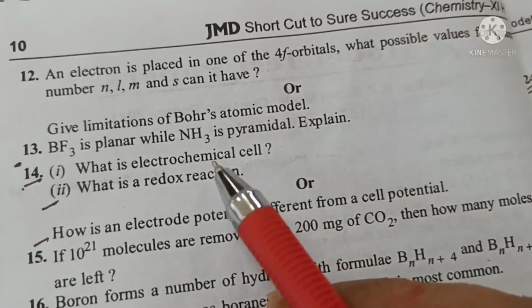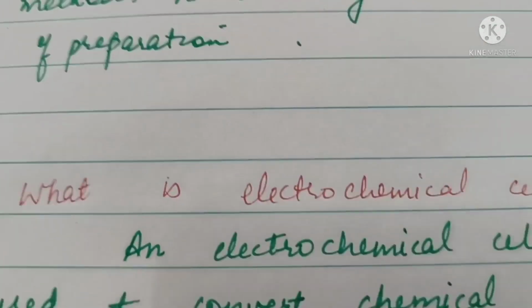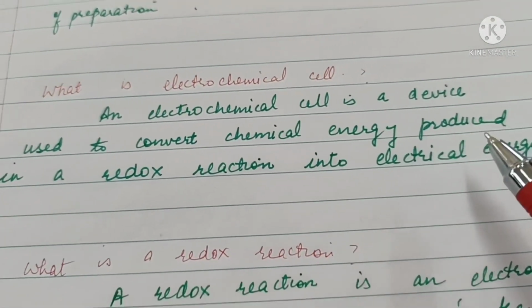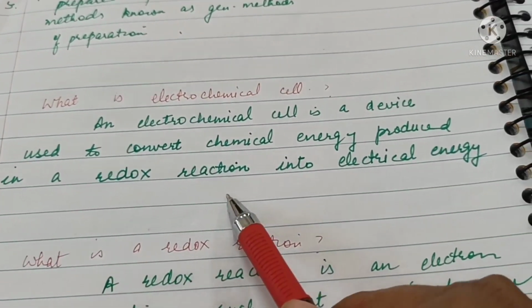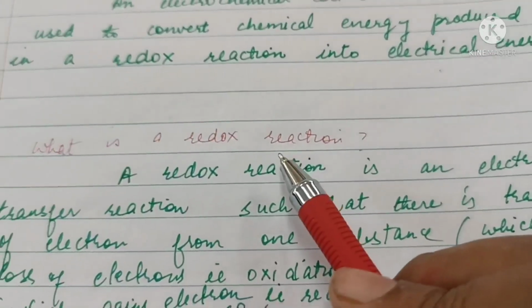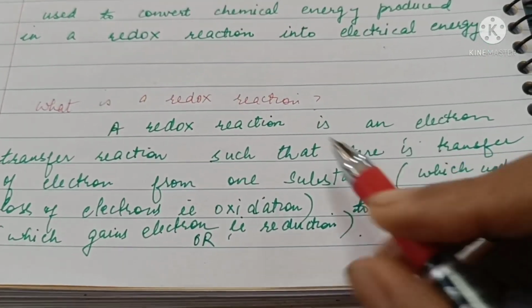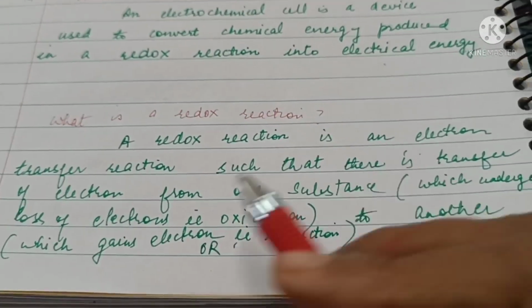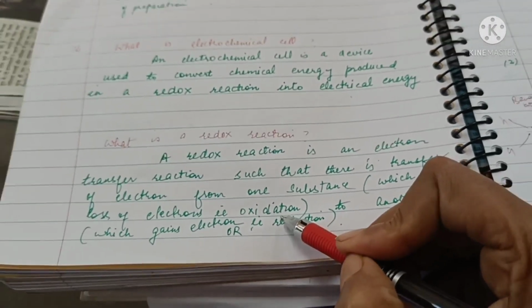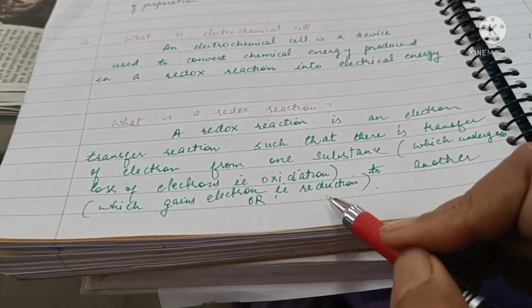Next is, what is electrochemical cell and what is a redox reaction? Electrochemical cell is a device used to convert chemical energy produced in a redox reaction into electrical energy. What is a redox reaction? Redox reaction is an electron transfer reaction such that there is transfer of electron from one substance which undergoes loss of electrons, that is oxidation, to another which gains electron, that is reduction.